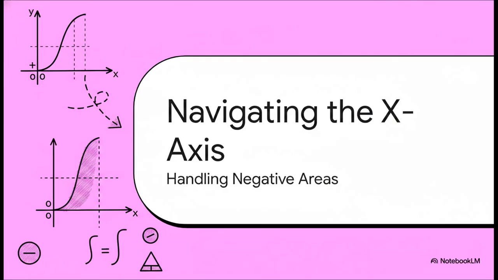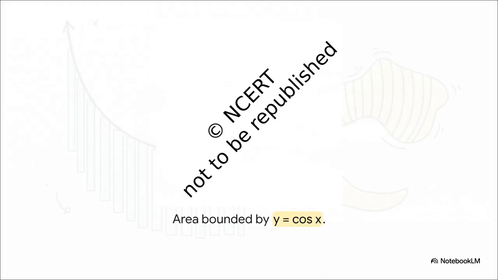On to Section 4, Navigating the x-axis. Let's look at how we handle negative areas. Now, a cosine wave between 0 and 2 pi is the perfect example of a pretty tricky scenario. You see, this curve doesn't just stay neatly in positive territory, it dips down and crosses right below the x-axis.